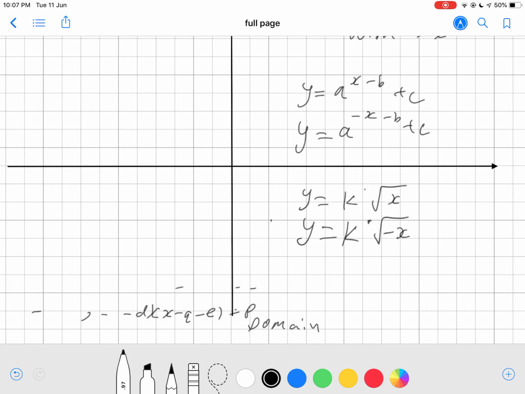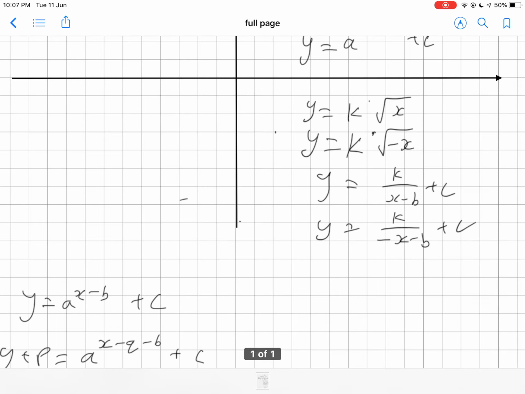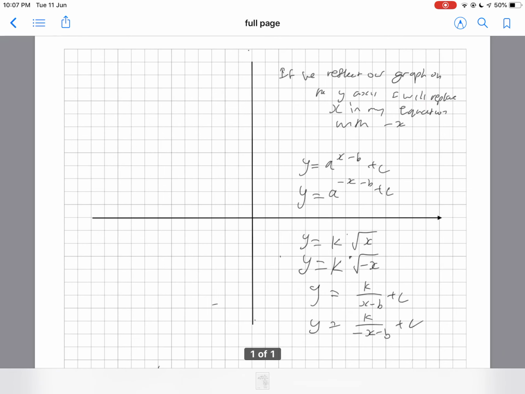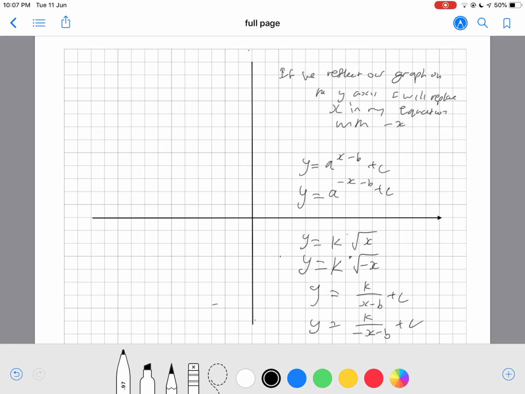One more example, we say y equals k divided by x minus b plus c. That becomes y equals k divided by negative x minus b plus c. Just changing x to negative x is really, really straightforward, okay? Just one more example for the sake of it. For example, y equals a(x minus b)(x minus c). This becomes y equals a(negative x minus b)(negative x minus c). Okay, that's basically all there is to it.